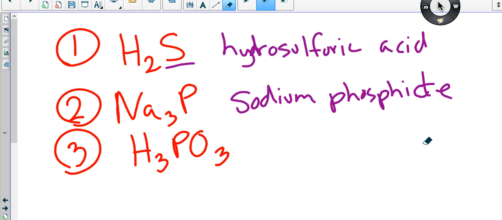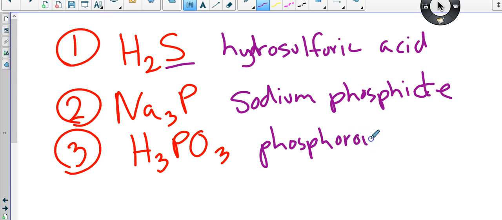Chi-Chi, what did you get for number 3? Phosphorus. Yeah, good, because this is phosphite. So you have to think senior I-us. So phosphorus acid. And it doesn't look like the word phosphorus because phosphorus doesn't have that E right there. Very subtle difference. Phosphorus acid. All right, let's do 3 more.